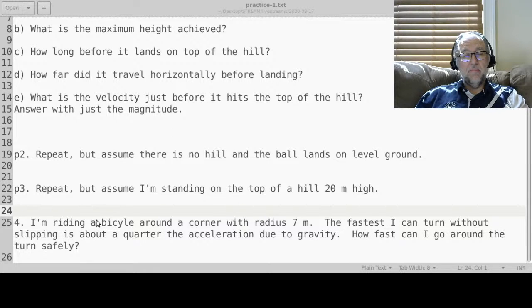And then question number 4 here we'll do together, and that's just an example of uniform circular motion.